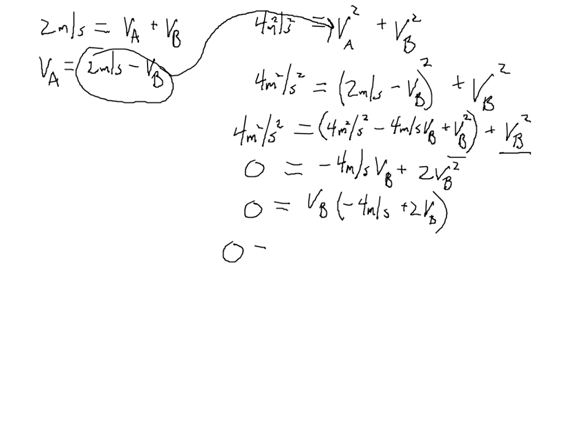Okay, so you have 0 equals VB times VB minus 2 meters per second. This equation clearly has two roots. One possibility is that VB is equal to 0, because if this term right here is 0, then the whole thing's 0. The other possibility is that this term is 0, in which case VB would have to equal 2.